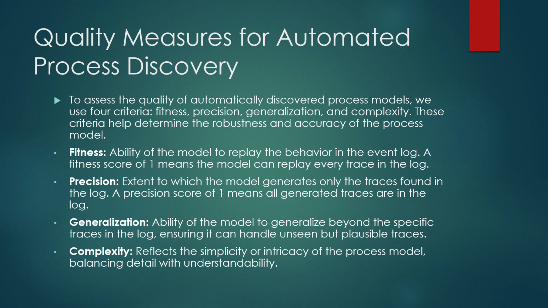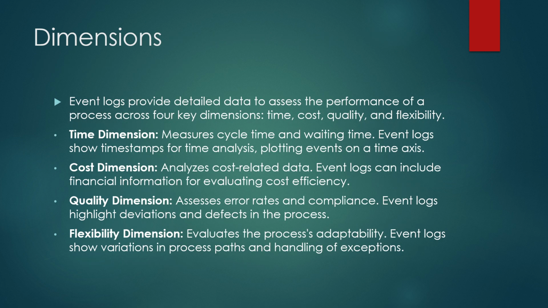Now we move forward to dimensions. We have four types of dimensions. Event logs provide data for assessing process performance across four dimensions. The first one is time, the second is cost, the third is quality, and the fourth is flexibility. We can take an example of analyzing event logs from a manufacturing process to measure cycle time, cost efficiency, defect rates, and adaptability to changes.